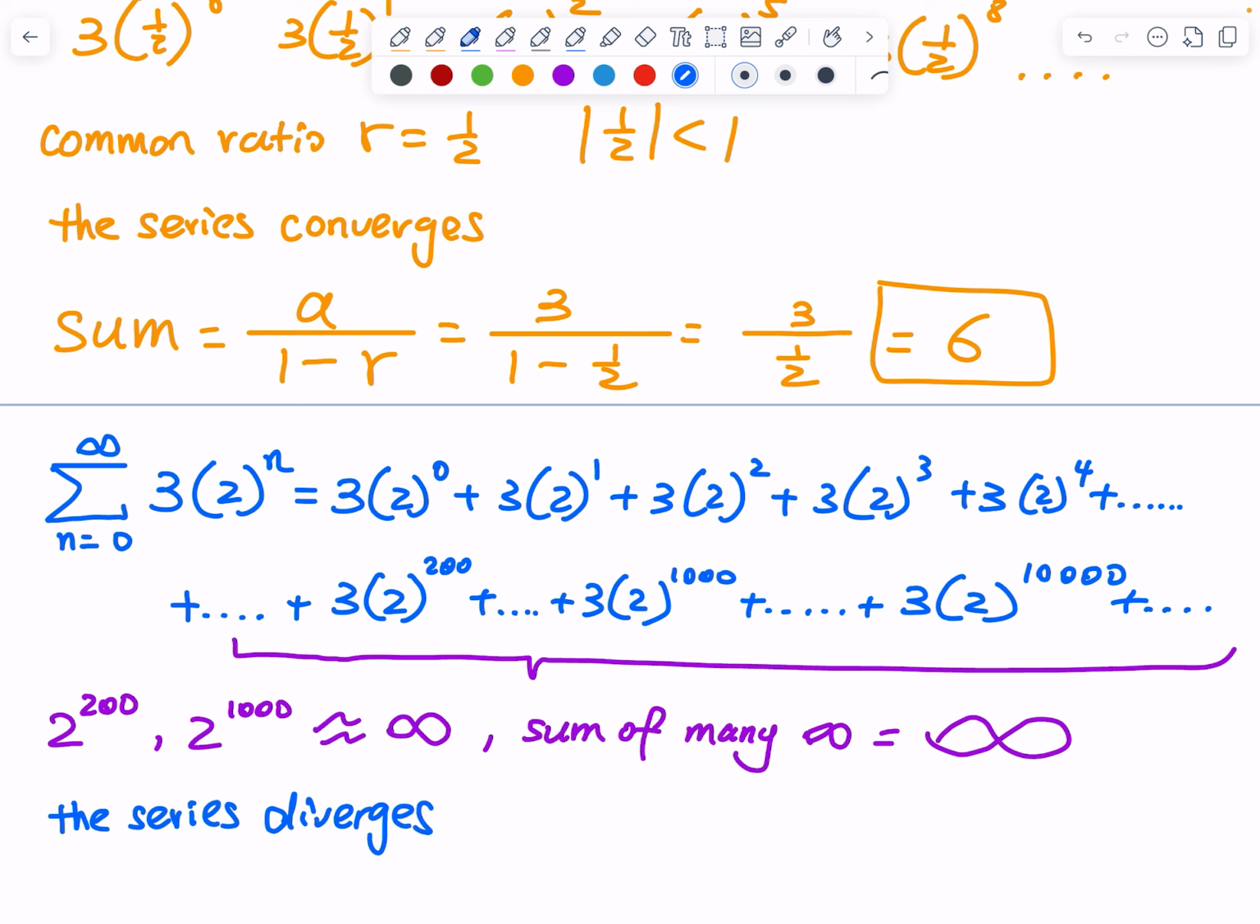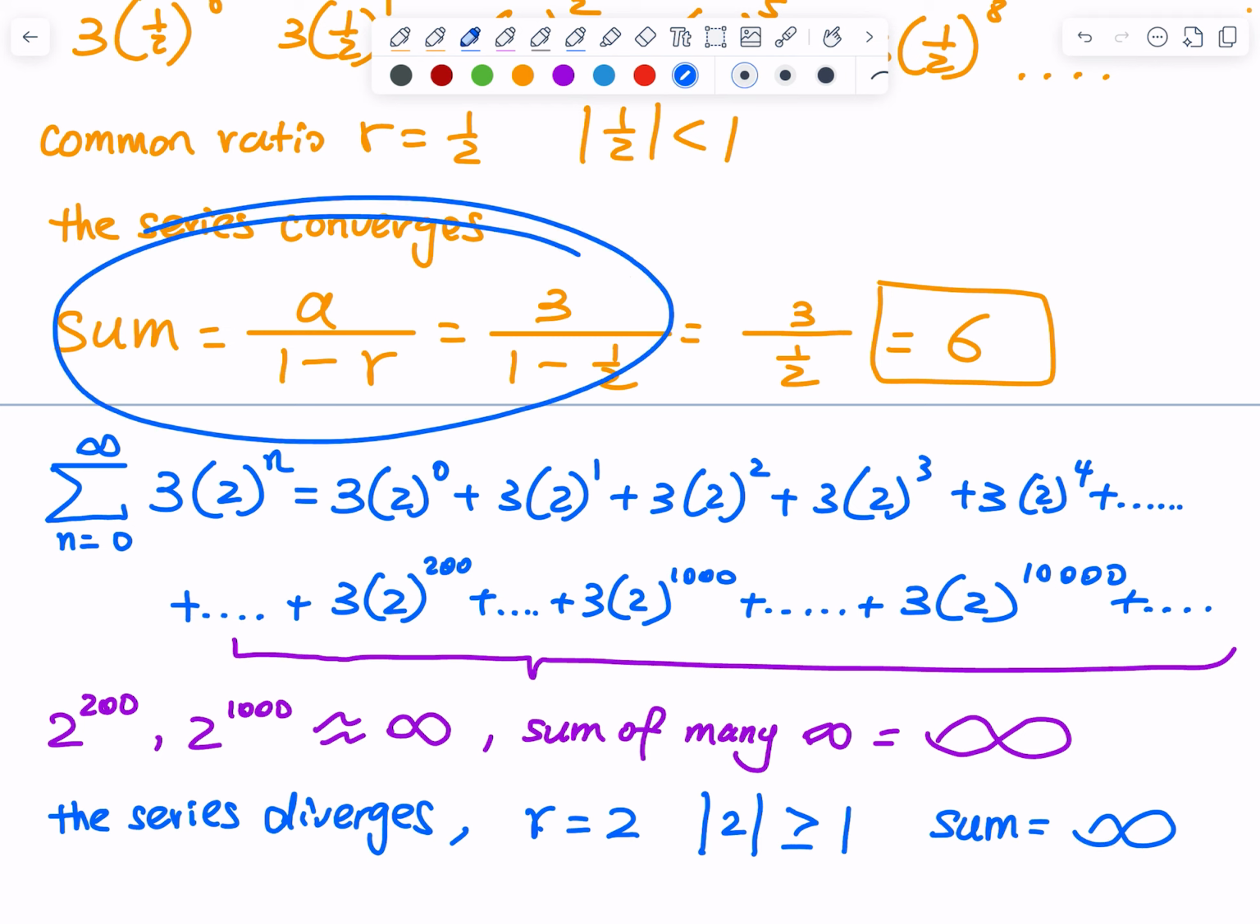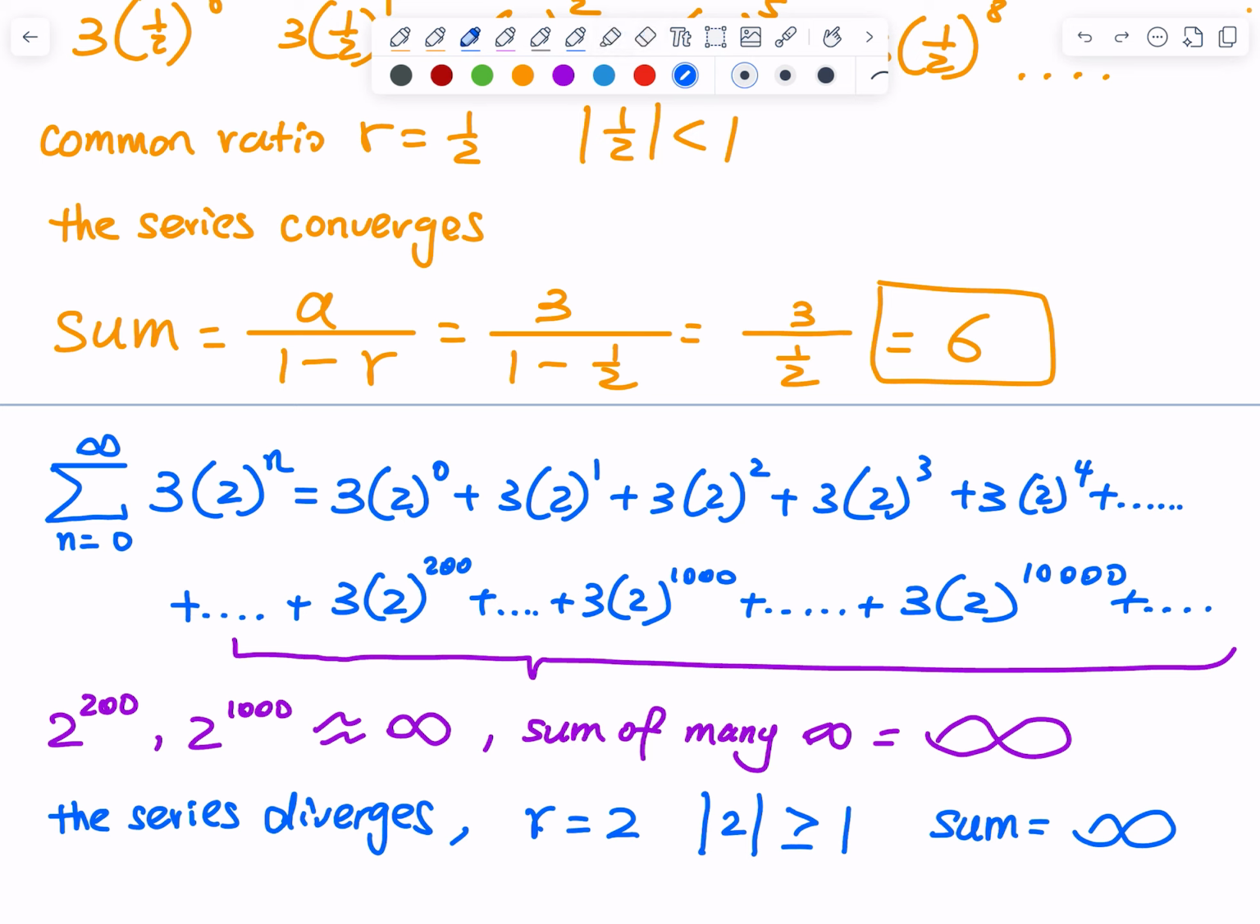A more formal explanation is you have to point out that the common ratio is equal to 2. The absolute value of 2 is greater than or equal to 1. So therefore, the series diverges. So that means the sum is equal to infinity. There is no need to use this formula anymore because of this large quantity, the sum is equal to infinity, and it is not necessary to use any of those values.